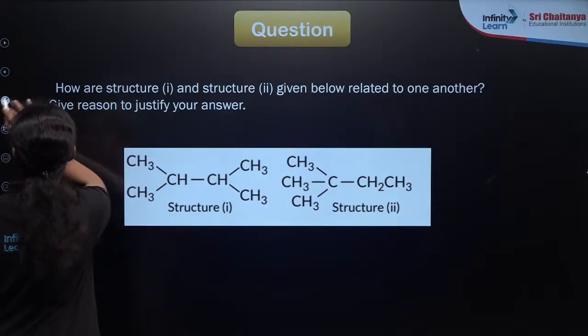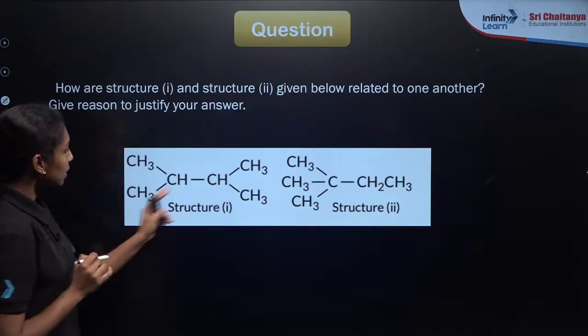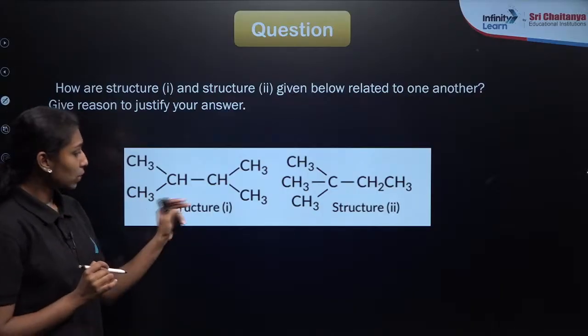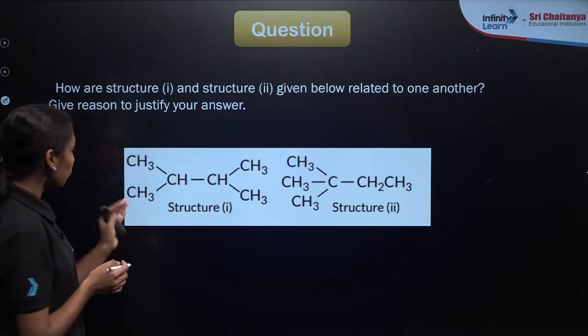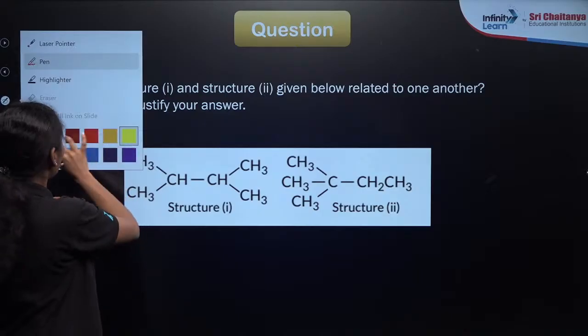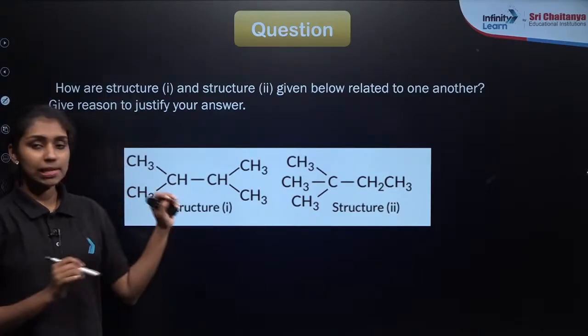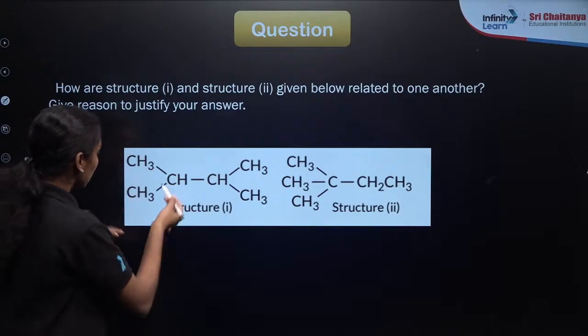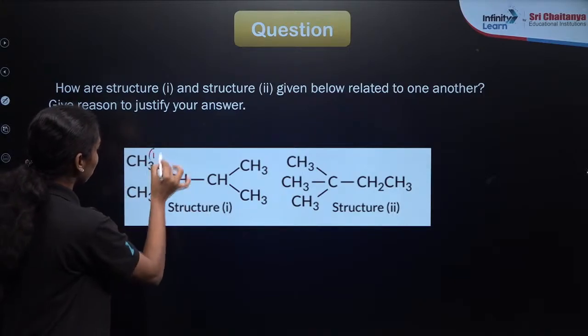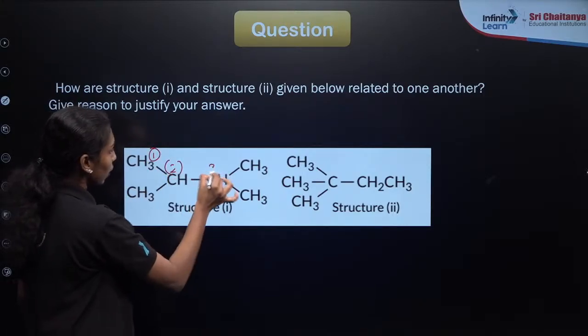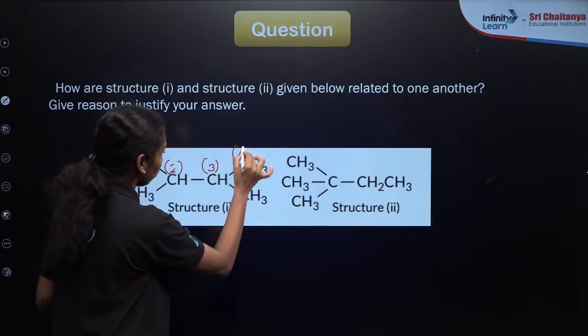Okay, first try to name the compound. So, what is the name of this first structure? First, we need to identify the longest chain carbon compound, right? So, if I am starting from here, it will be 1, 2, 3 and 4. 4 carbon compound, right?